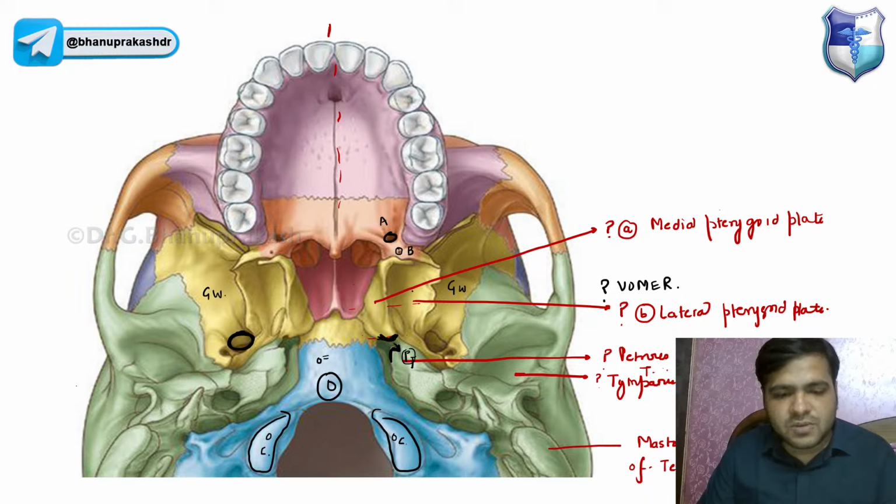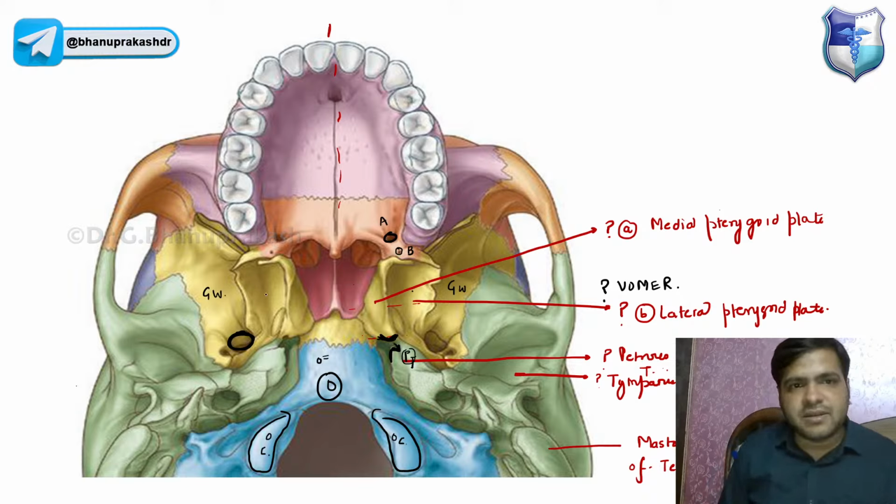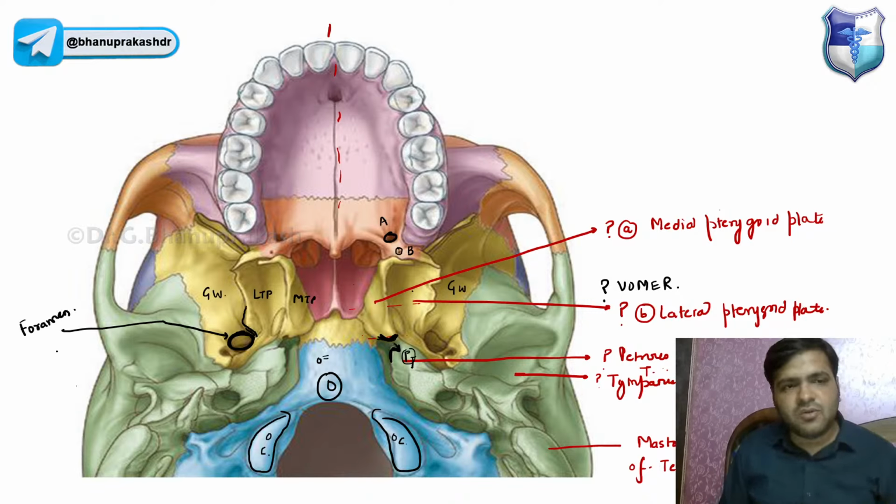It lies posterolateral to the posterior margin of the pterygoid plate. You already know we have the medial pterygoid plate and the lateral pterygoid plate. Just lateral to the posterior margin of the lateral pterygoid plate, we have this foramen, guys. Can anyone tell me the name of this foramen? Yes, that is called the foramen ovale. Just try to remember this foramen ovale.